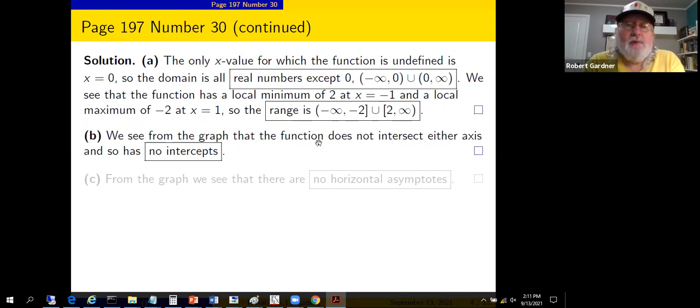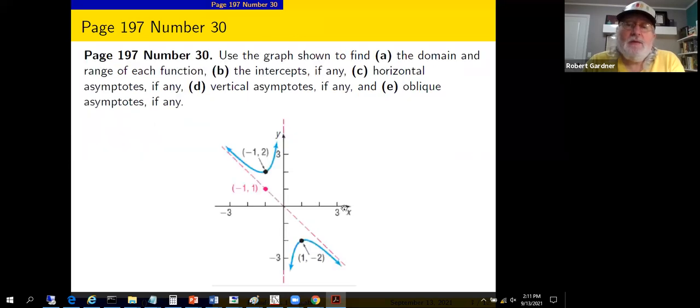Intercepts. So we look for intersections with the x and the y axis. Going back, no intercepts. Never intersects the x-axis, never intersects the y-axis. It gets asymptotically close to the y-axis, but it never intersects the y-axis, so no intercepts.